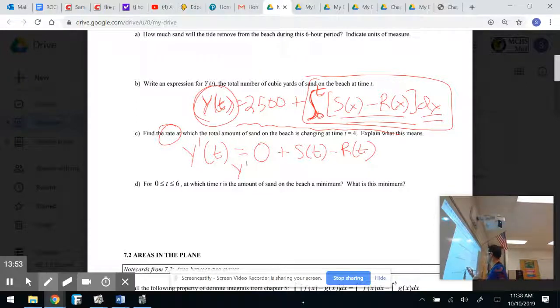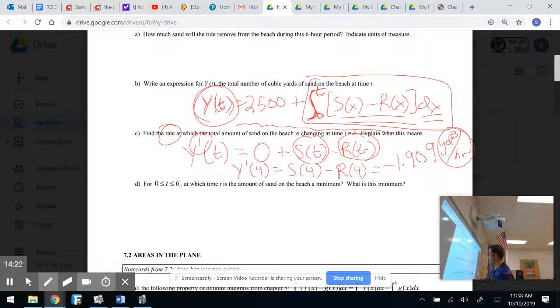So when it asks me to find y prime of 4, that is simply S of 4 minus R of 4, and you do all this in your calculators. It's smart to put this function in y1, put that function in y2, and then you just have to do y1 of 4 minus y2 of 4. If you do that correctly, you get an answer of negative 1.909 cubic yards per hour. That's a rate. How do I know? We're taking a derivative there. It's important to know what that means, so I'm going to write what part C means right here. Make sure you write this down because we have to justify a lot in AP Calculus.